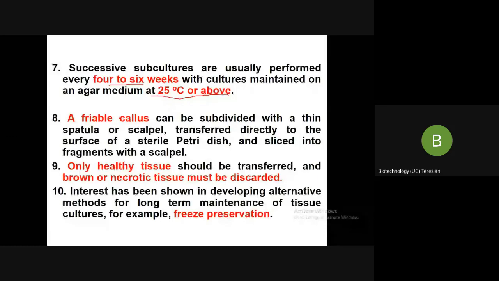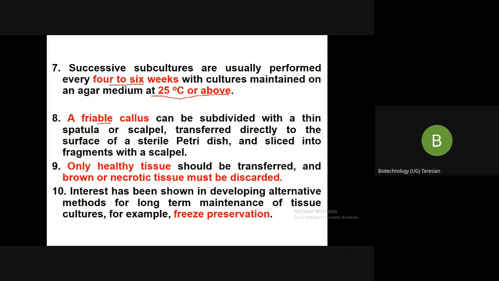Now comes this word, friable callus. The scientists are particularly interested in a callus which is soft, which is friable. What is it? We shall look into it. A friable callus can be subdivided with a thin spatula or scalpel.